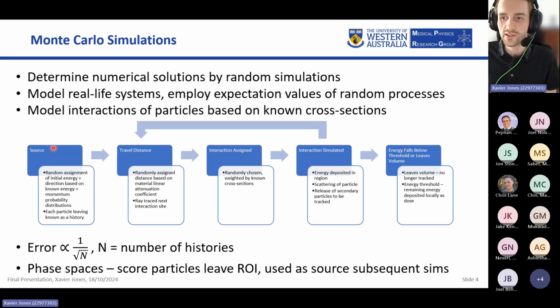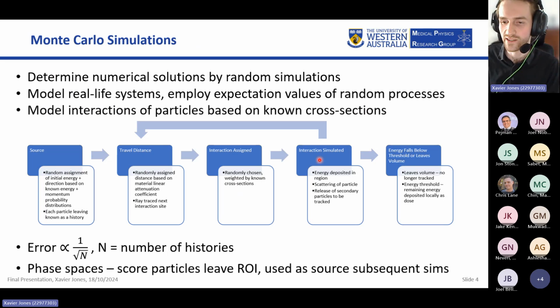Particles originate from a source whose initial energy and direction are pseudo-randomly assigned based on randomly generated numbers weighted by their known energy and momentum probability distributions. Each particle is known as a history. The particles travel a distance randomly assigned based on the medium's linear attenuation coefficient. It is ray traced to its next interaction site, where the type of interaction is randomly chosen, weighted by known cross-sections. The interaction is simulated, which may involve energy deposition, the release of secondary particles, which also need to be tracked, or the scattering of the particle.